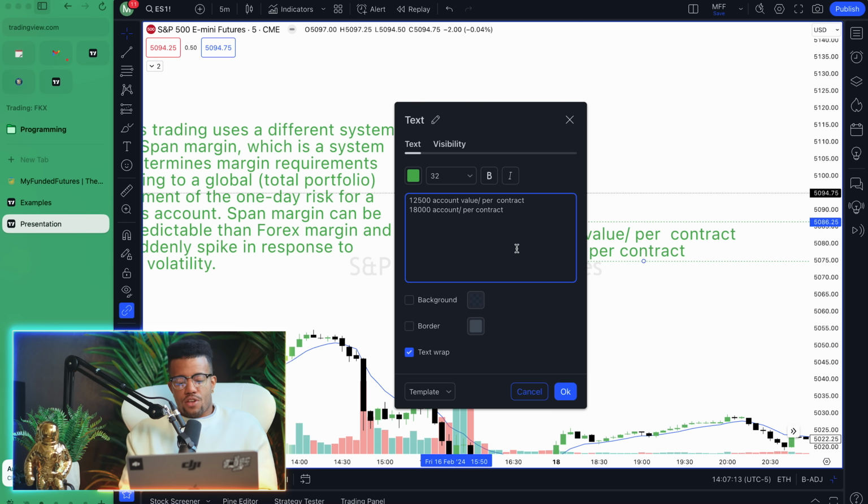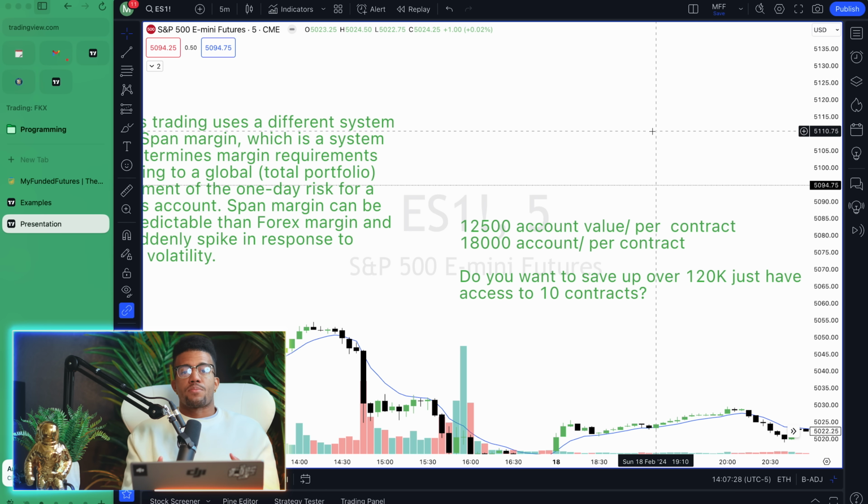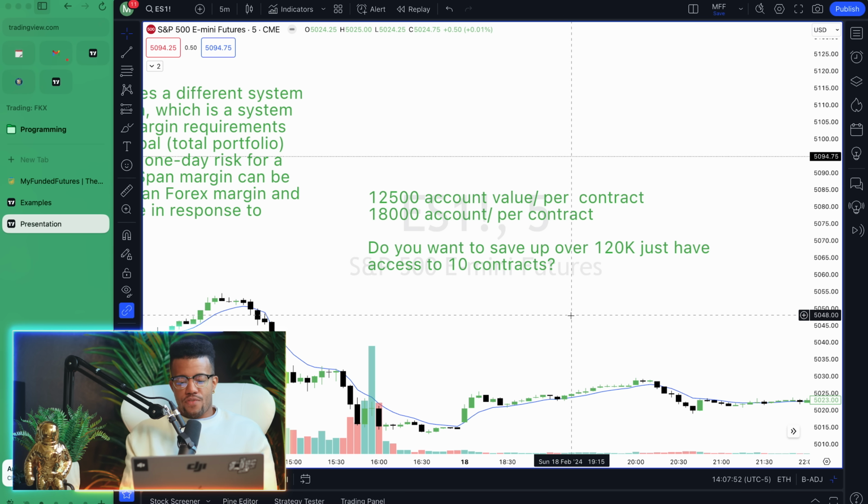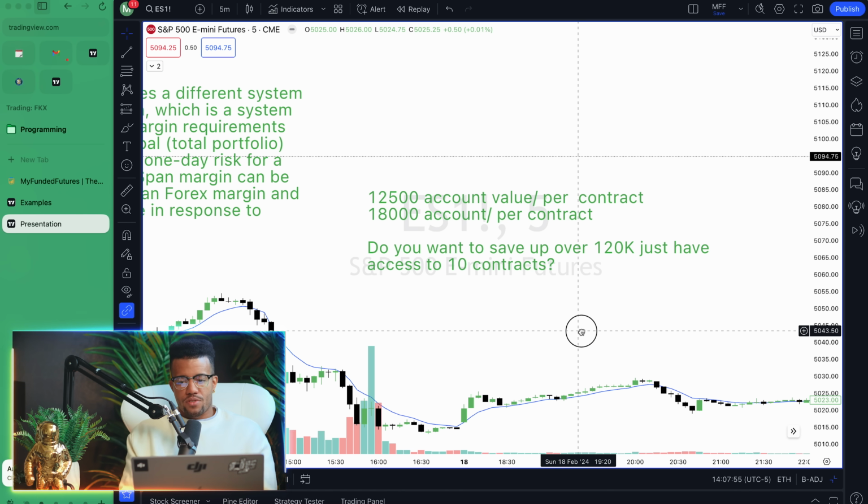So you have to ask yourself, do you want to save up over $120,000 just to have access to 10 contracts? That's the question. That's where prop trading comes into play, and that's why there are so many prop traders today. I trade futures in my personal account as well, but in order for me to have access to 10 contracts there, you have to keep large sums of money in the account. So prop trading is the way, guys. It's a smart tool. It's a great asset, which is why we're talking about it here and why you're looking at this video. So how do these values work across these different types of assets?